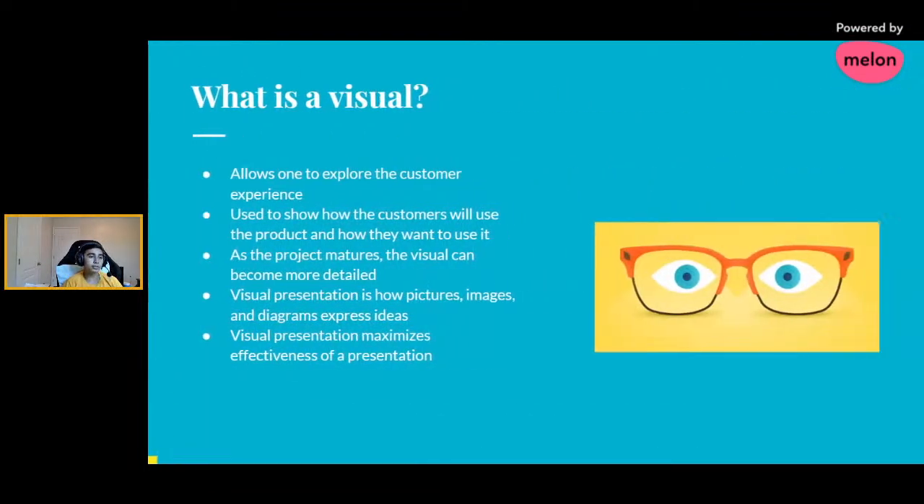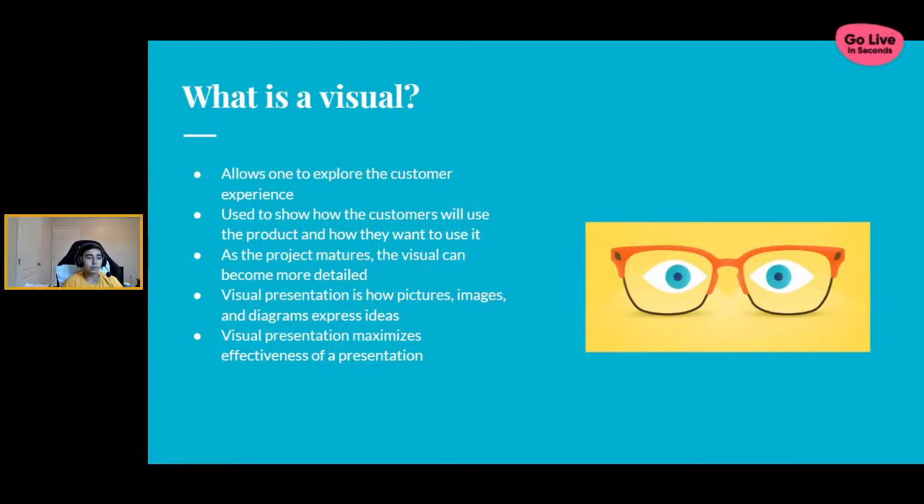All right, now for what is a visual. A visual is a bit different from a vision. It allows one to explore the customer experience, and it's used to show how the customers are going to use the product and how they want to use it. Again, predicting what the customer is going to be like when they use the product. As the project matures, the visual can become more detailed. Just like the vision, it's relaxed on the specifics but rigid on the general idea.